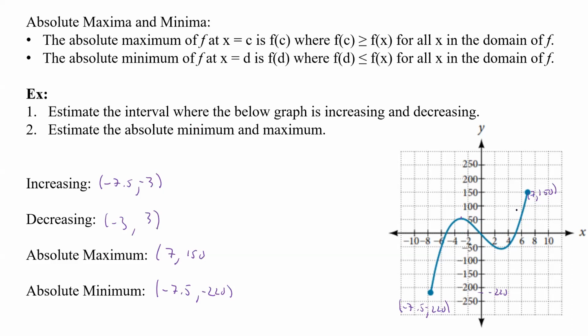And then at the positive 3, it goes back up. So we're going to have another union, and we're going to go up to 7 because we said that was 7. So again, this is about as good as we can get based on this graph as far as what we can see. So I think it's increasing from negative 7.5 up to negative 3, and then from positive 3 up to 7, and it's decreasing from negative 3 to 3. Then we have our absolute maximum, which is 7, 150, and our absolute minimum, which is negative 7.5, negative 220. Okay, and so that's all I have for section 1.3.